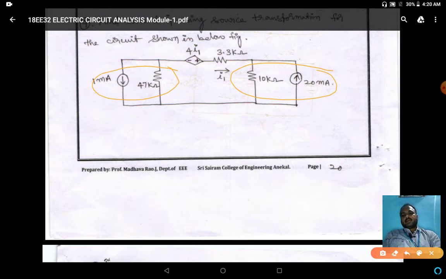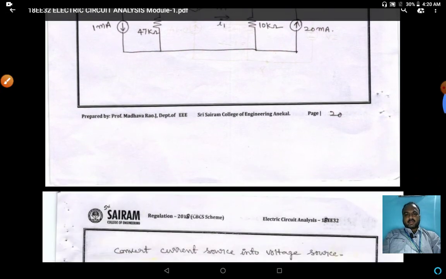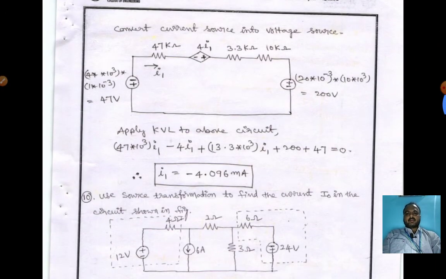Coming to this one, 1.1 milliampere into 47 kilo ohm, that is a voltage, and the 47 kilo ohm comes in series. Here 20 milliamperes into 10 kilo ohms is also one voltage source, and the 10 kilo ohm is in series with the voltage source. I will show it in the next figure. By converting the current sources into voltage sources, you will get the circuit like this.